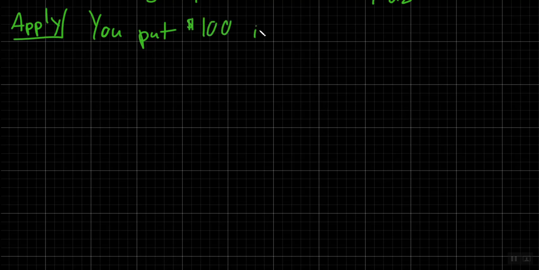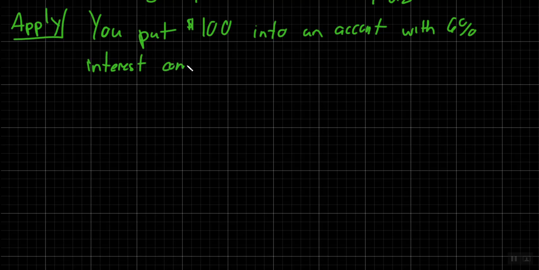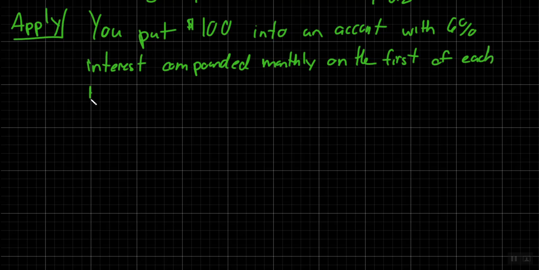You put $100 into an account with 6% interest, and let's have it be compounded monthly on the first of each month. You don't really need that fact, but now you have it. How much do you have after 4 years?